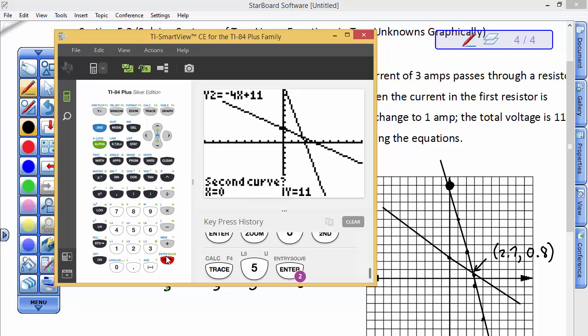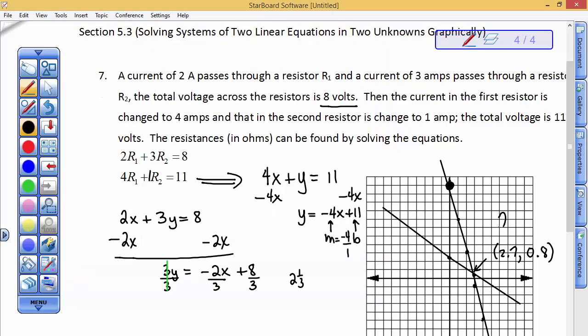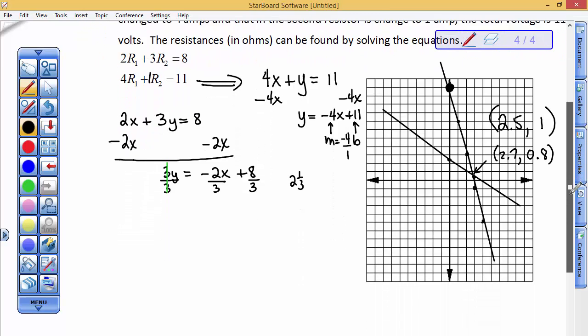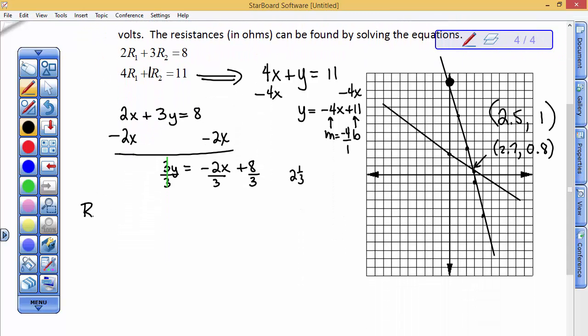Hope I didn't do that too fast. And it gives me a value. The actual answer is 2.5 comma 1. From my picture I thought it was 2.7 comma 1. And so remember that that means r sub 1 is 2.5 and r sub 2 is equal to 1.